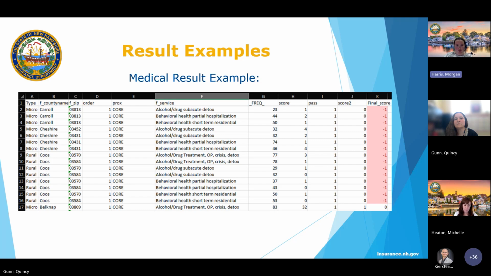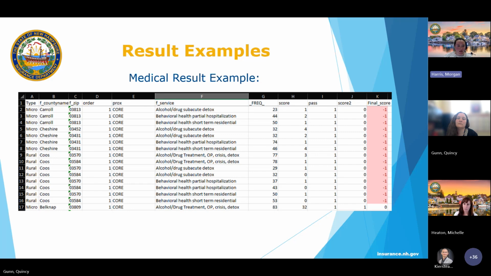So this should look familiar to you all. This was the output that was given last year. Nothing has changed. Nothing's changed in the way that the rule is, the way that the tool works, as Michelle said earlier, and nothing will change in the results. It'll look like this this year as well. So I'm going to walk you through how to interpret this real time here. I'm going to start with just row 2. You have an alcohol drug substitute detox service.